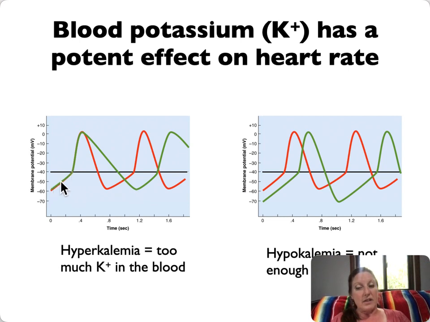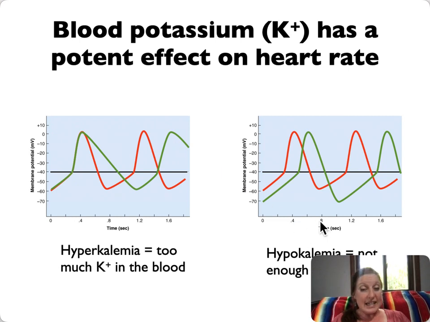So we've got the drift towards the threshold, depolarization, repolarization, and then we start all over. If there is too much potassium in the blood, then what happens is that we drift. Now we're looking at the green. We drift towards the threshold, we depolarize, but it takes a lot longer to repolarize. So now the heartbeats are more spread out, or the heart rate slows.